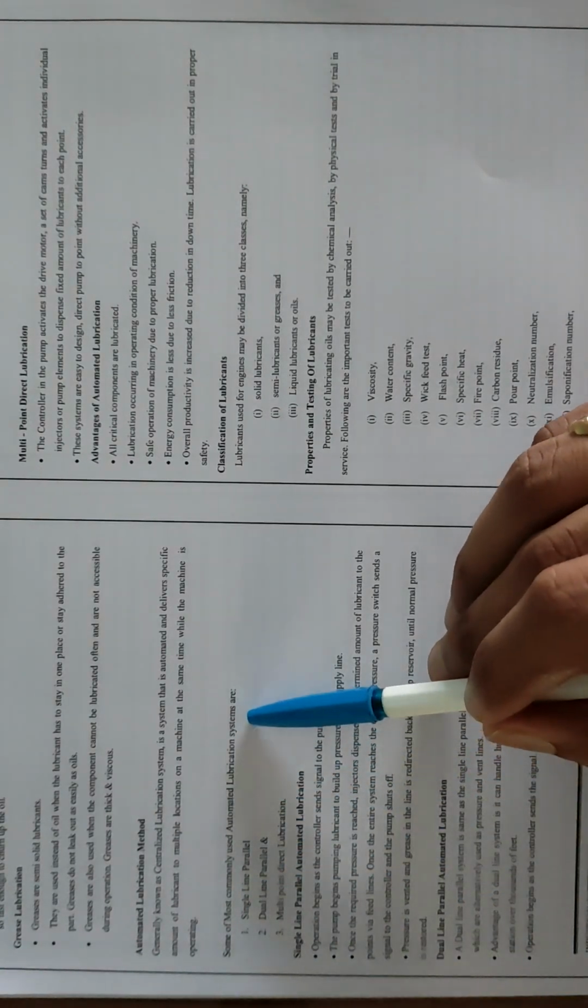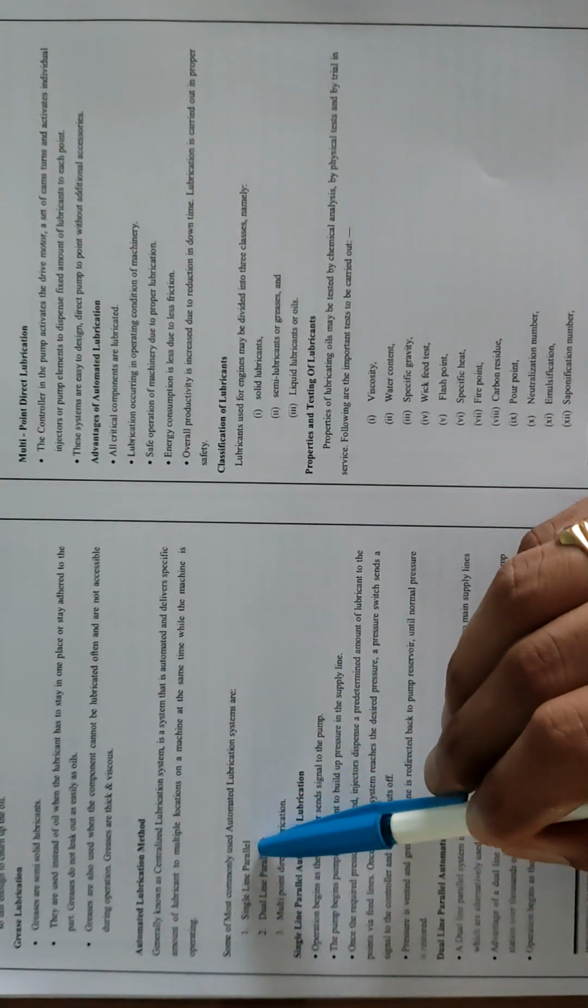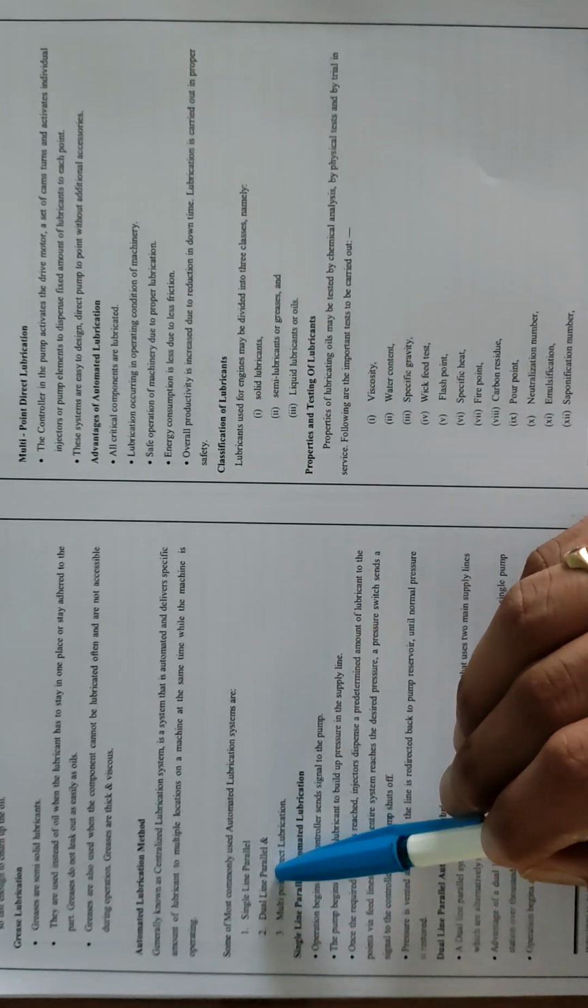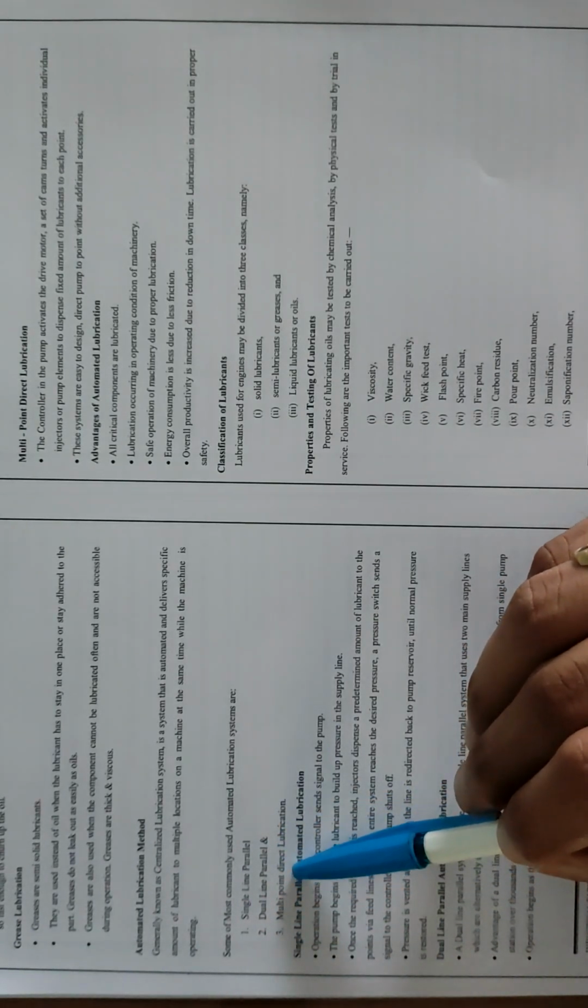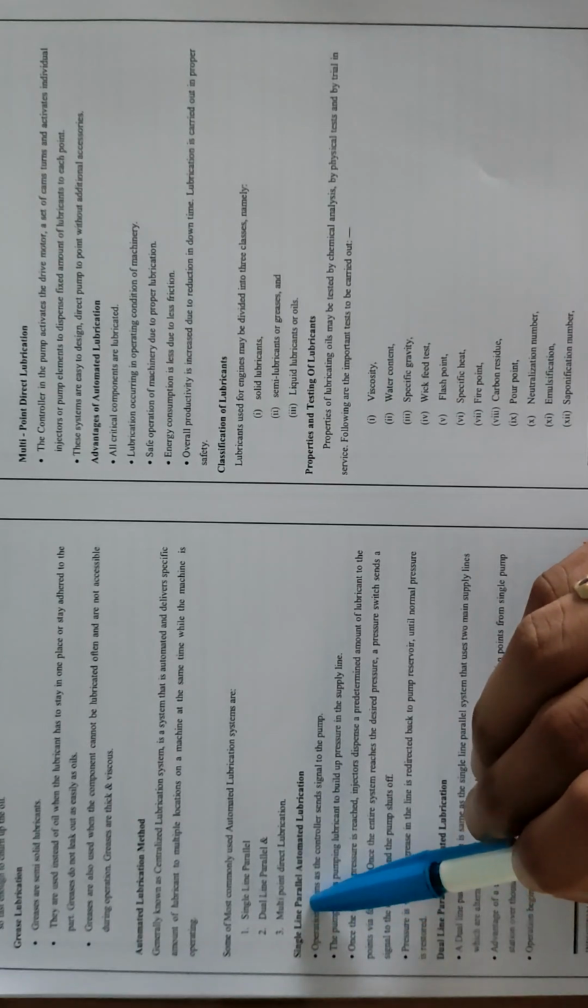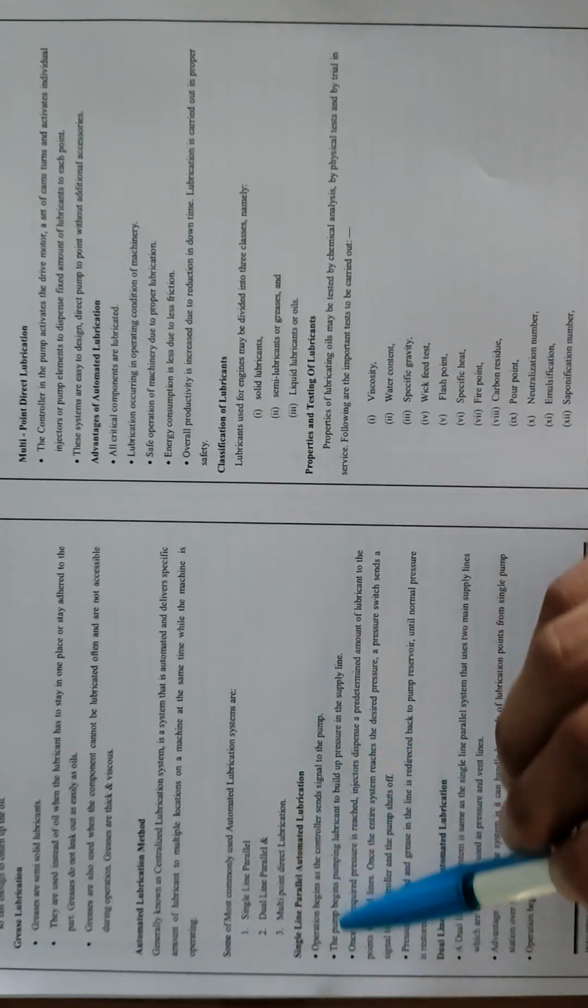Some of the most commonly used automated lubrication systems are: 1. Single line parallel, 2. Dual line parallel, and 3. Multi-point lubrication.